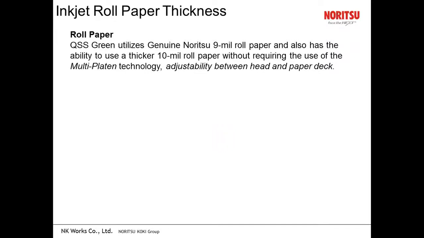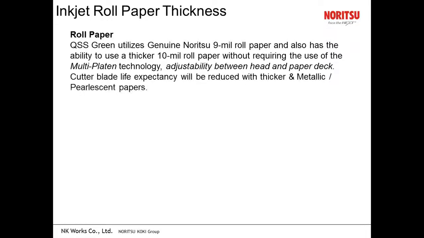In Noritsu, we use 9 mil roll paper. We have successfully utilized 10 mil paper in our QSS Green series. Even though 9 mil and 10 mil is only a 10% difference in thickness, you can actually feel the difference in the paper. I don't mean that I can measure the difference with my fingertips, but you can feel it in the rigidity of the paper. The 10 mil paper has more rigidity to it than the 9 mil paper.